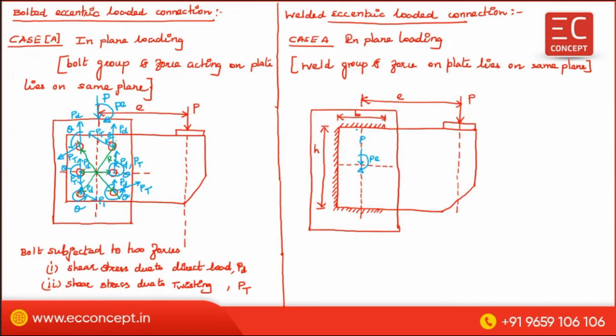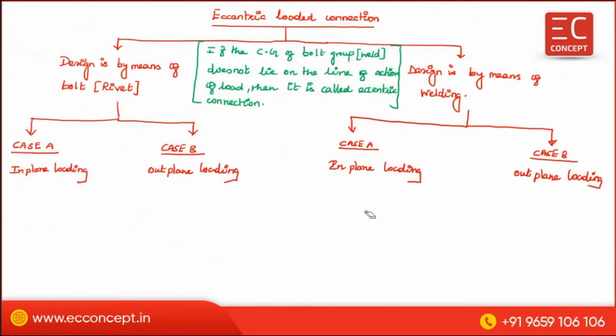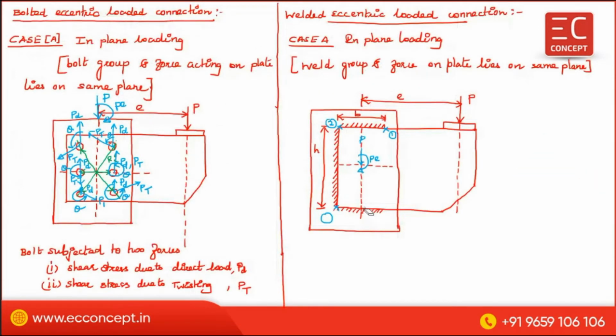Now you have to take 4 points. This is point number one, this is point number two, this is point number three, and this is point number four. From here to here, this is the line which connects the extreme point with the centroid.